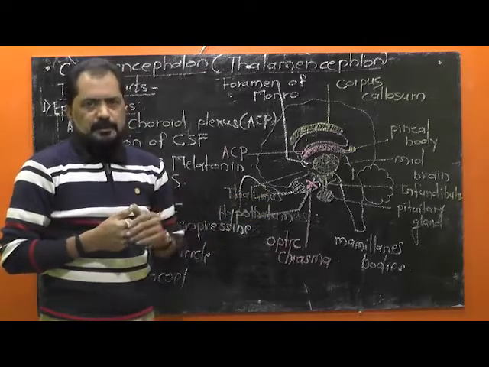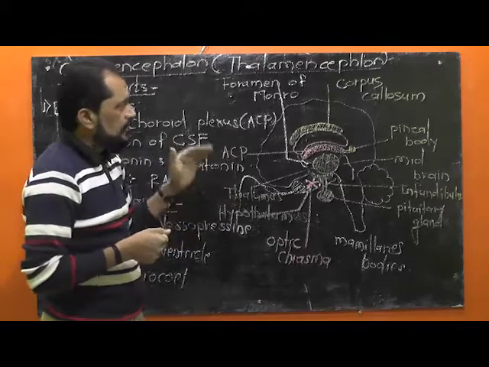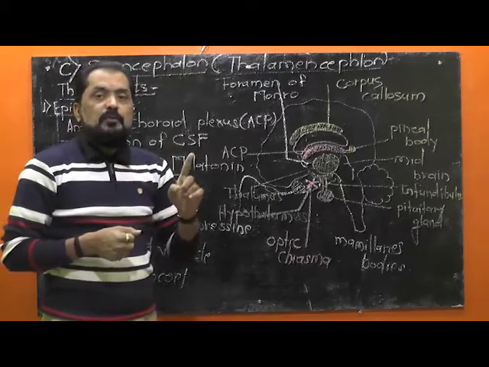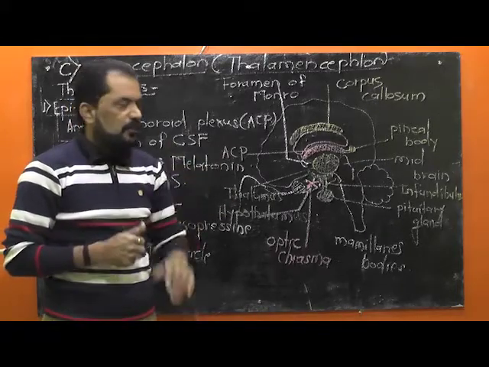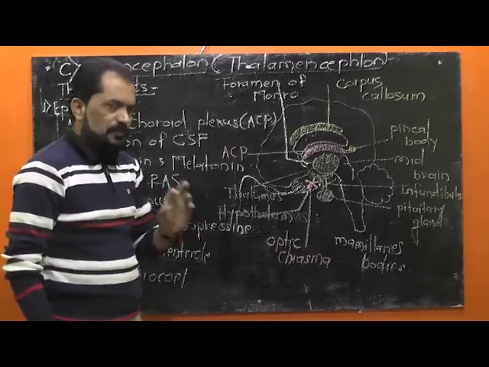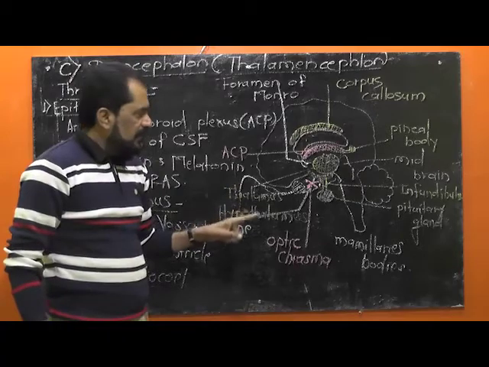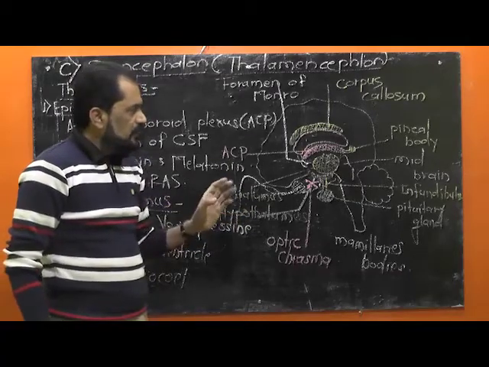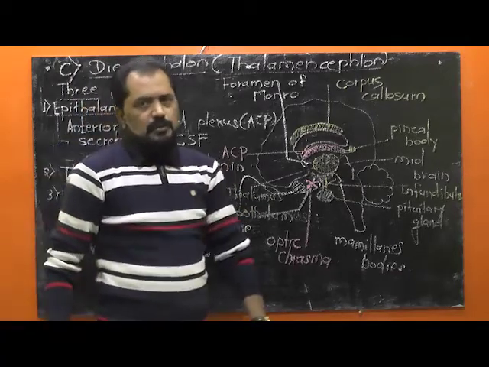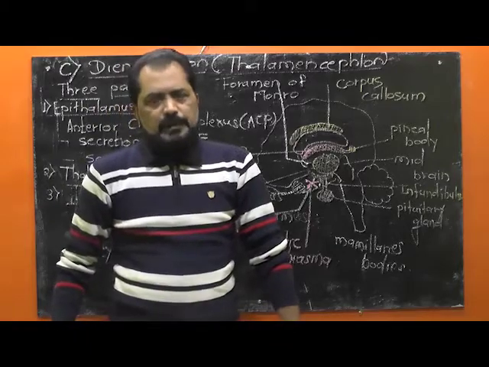So in this manner, in this lecture, we have studied only about the forebrain. While studying forebrain, we have discussed the three major parts of the brain, that is cerebrum, second olfactory lobes, and third diencephalon. So let us stop here today and bye.